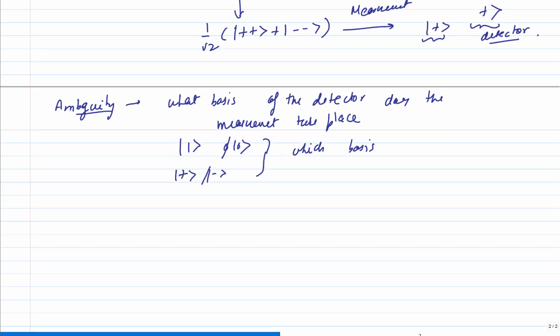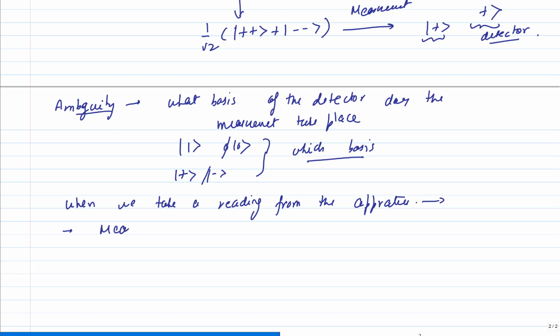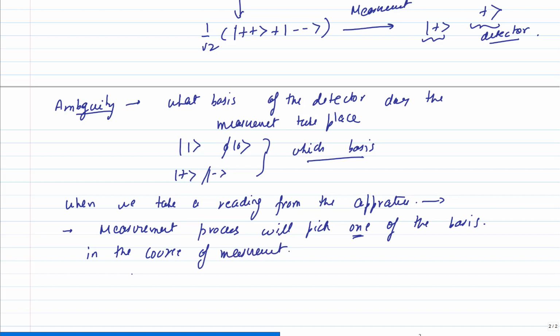Our experience tells us that when we measure the apparatus, when we take a reading from the apparatus, we don't see it in a superposition. Like the pointer, let's say we are measuring position, we don't measure a detector that is in a superposition of two position eigenstates or a superposition of two spin eigenstates. So clearly, the measurement process will pick one of the bases in the course of measurement. Now clearly one can ask, which basis is it?